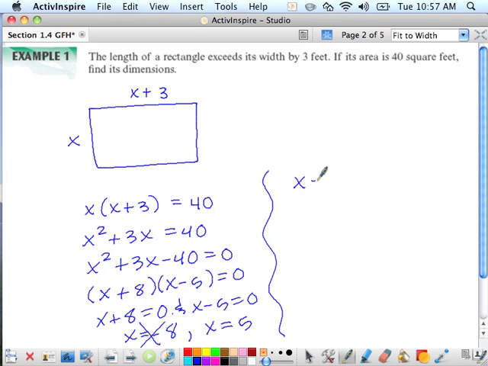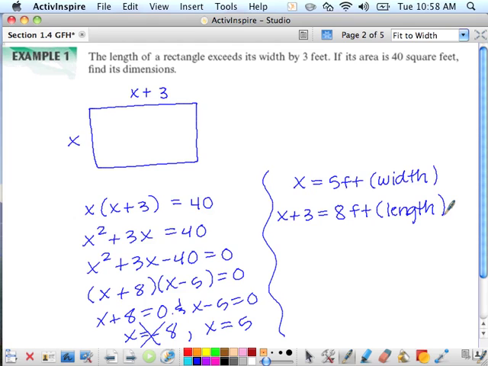If x is 5 feet, and that's my width, what's the length? Well, whatever x plus 3 is, which in this case is 8 feet. So there are the dimensions of my rectangle. Another way you could write that is 5 feet by 8 feet. It doesn't really matter to me which.